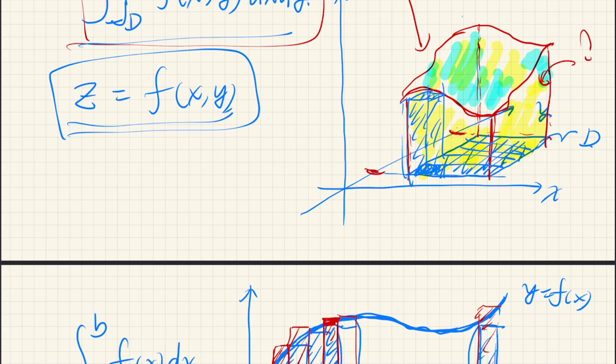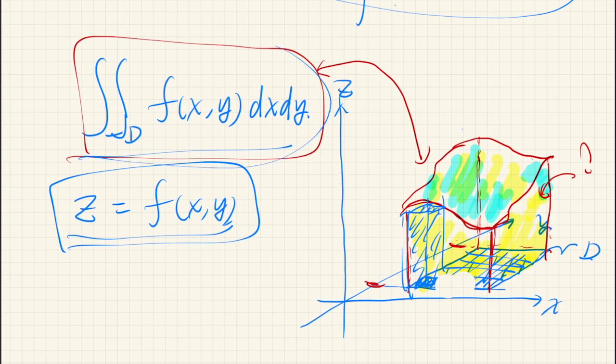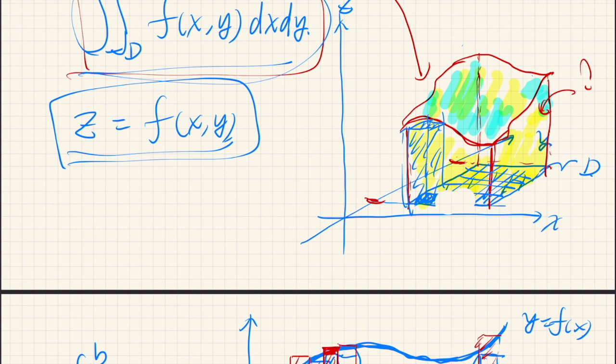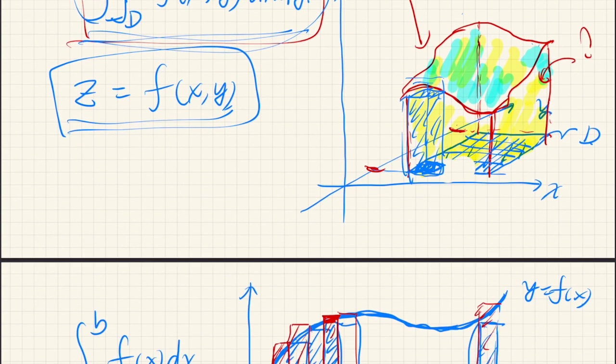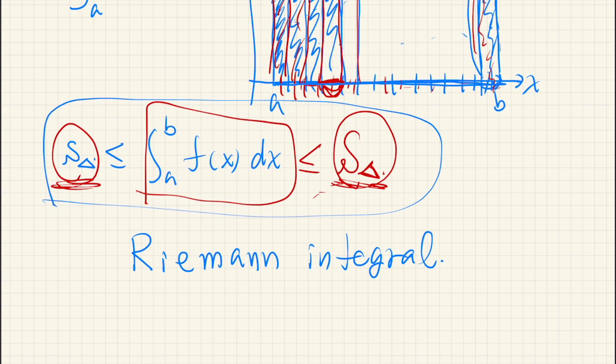So that's the volume. If we add these volumes, which are always under the surface, then that total should be a little bit less than this integral. Also, we can take a cuboid that is a little bit higher, so the height is the maximum value of the function within this sub-rectangle. Then the sum of the volumes of those cuboids should be a little bit greater than this double integral. So we can have a very similar inequality like this.